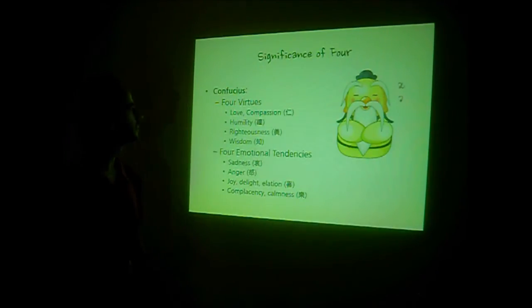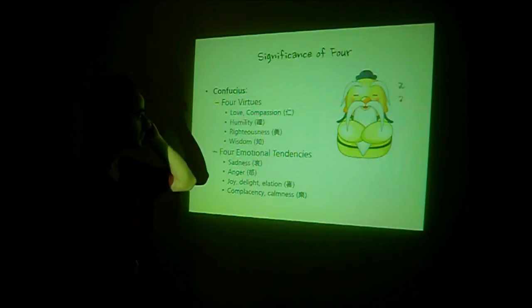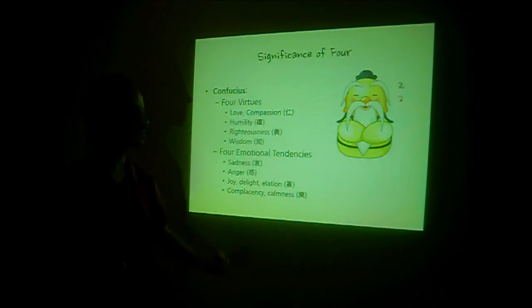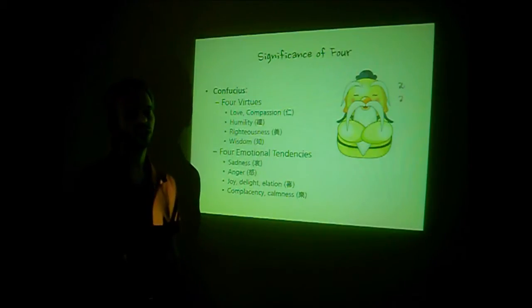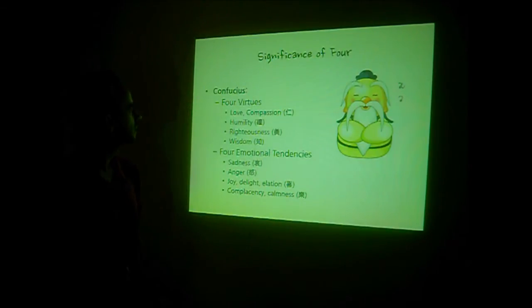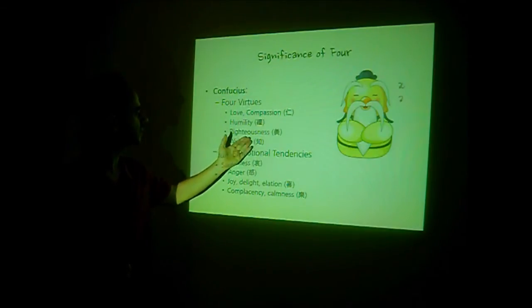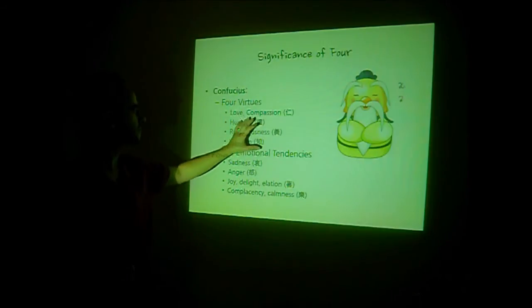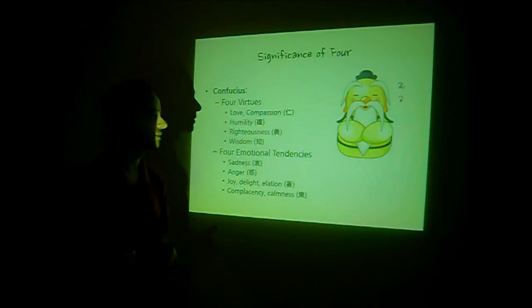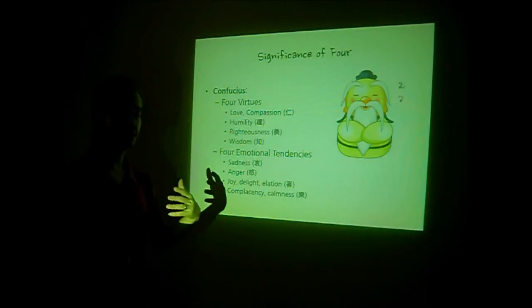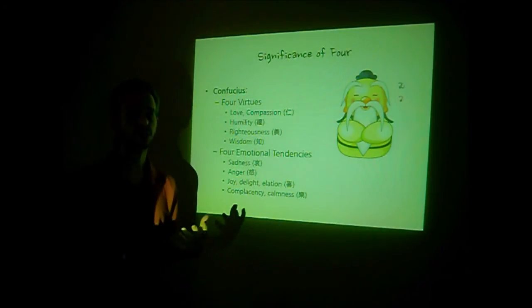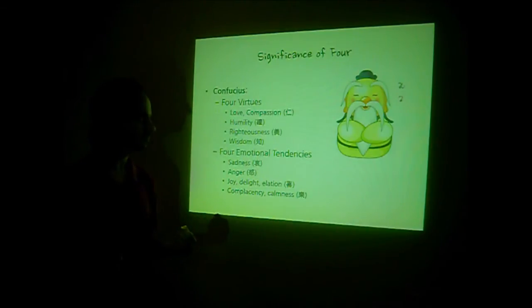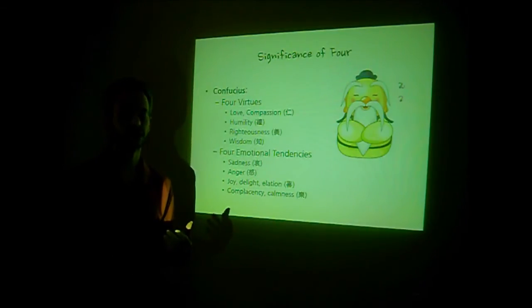The significance of four. In Confucian theory, he talks about the four virtues. You see him give mention to the four virtues in his book, the Analects. He talks about love, humility, righteousness, and wisdom. These are four aspects or virtues that exist within all human beings.